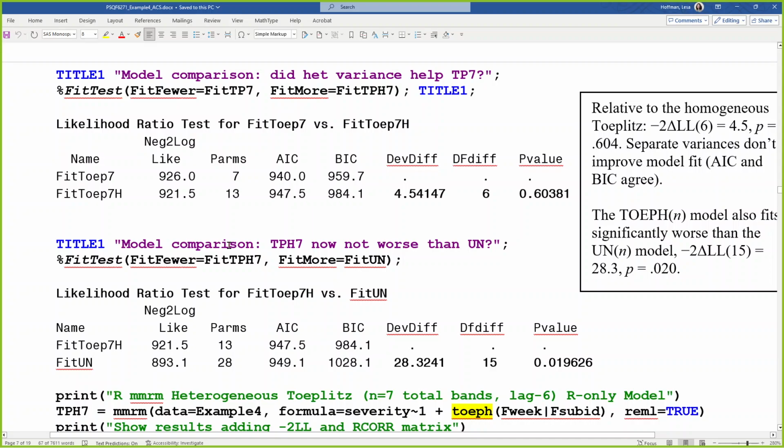So there's 2 questions we can ask here. One is, did this help? Right? Because if I start with 1 variance and I turn it into 7, that should help. That's an example of adding parameters.